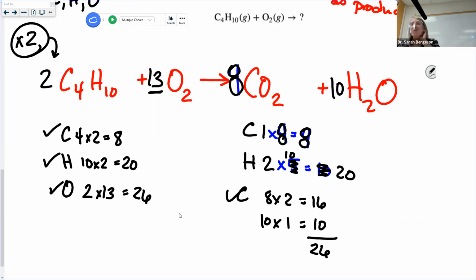So the trick is when you see something that becomes odd, you just multiply by 2. And it works. It works, it works, it works. Questions? Practice, practice, practice.